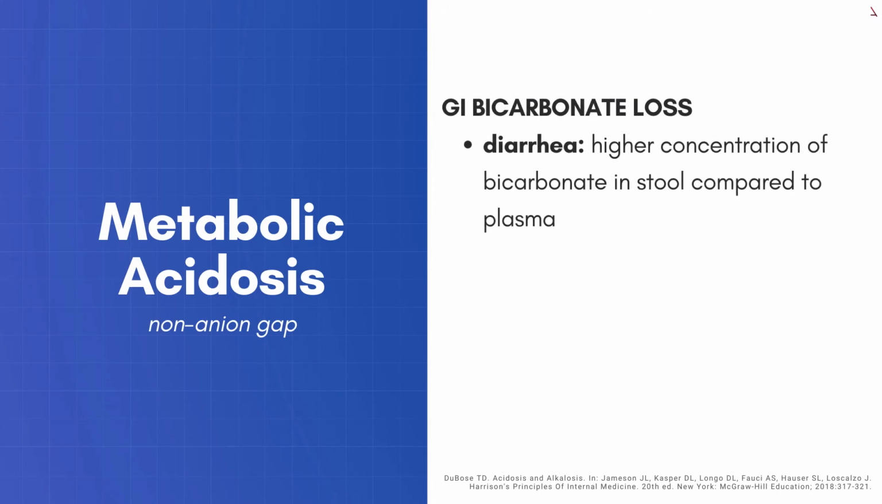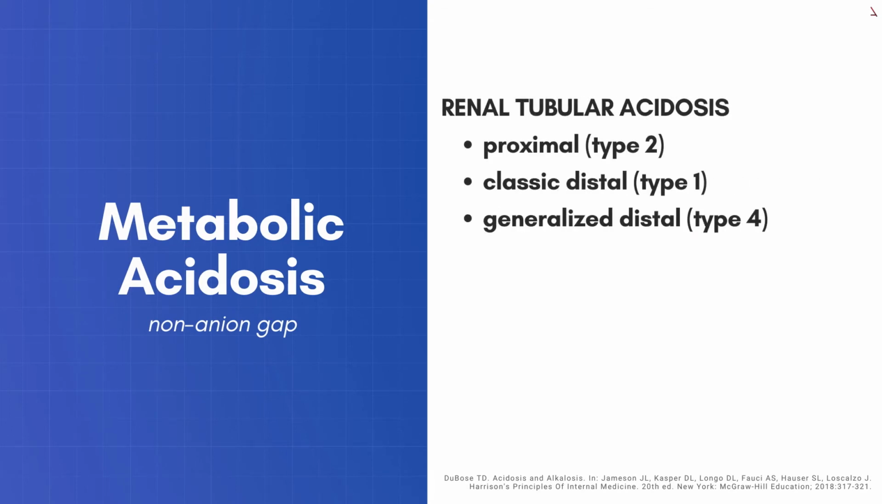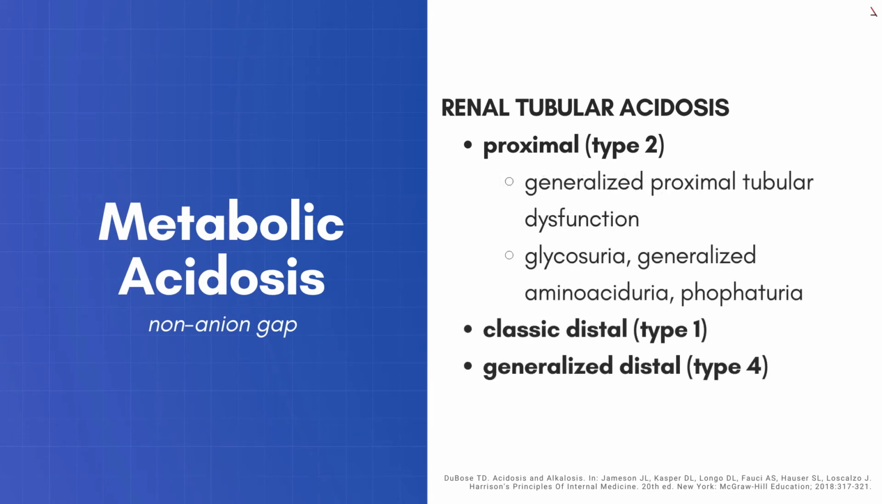So in GI bicarbonate loss, such as in diarrhea, there is higher concentration of bicarbonate in stool compared to plasma. In renal tubular acidosis, we have 3 types. The proximal renal tubular acidosis or type 2, the classic distal or type 1, and the generalized distal or type 4. In proximal renal tubular acidosis or type 2, this is due to generalized proximal tubular dysfunction. Glycosuria is usually present, as well as generalized aminoaciduria and phosphaturia.